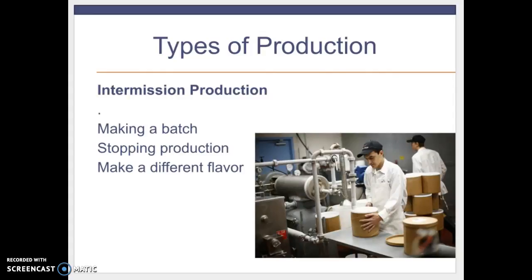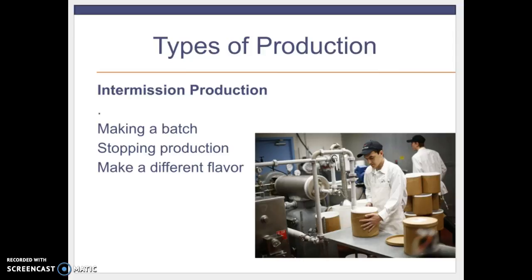The next type of production we'll talk about is intermittent production. This is the process of being able to batch, stop production, change a flavor, modify a process, and then go back into production again. The advantage of this is you can produce several different products using the same production line. Once the production batch is run, production stops, you make adjustments, and then a second product is produced. This increases the variety of products a company is capable of producing at one plant.